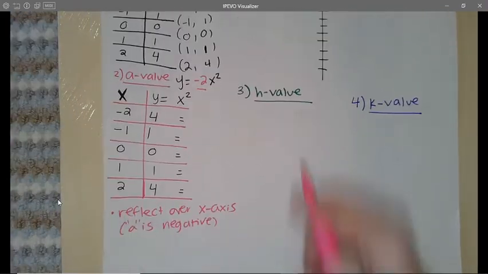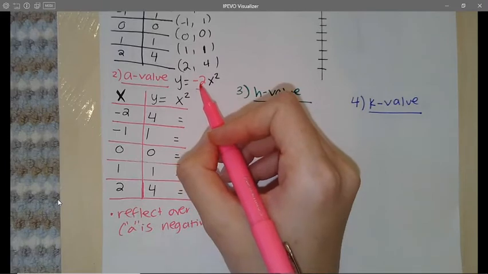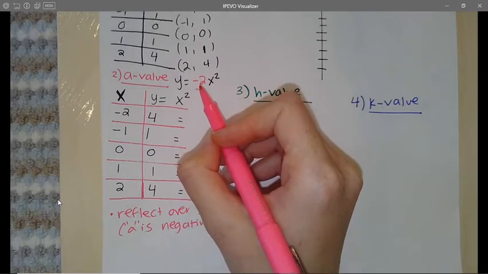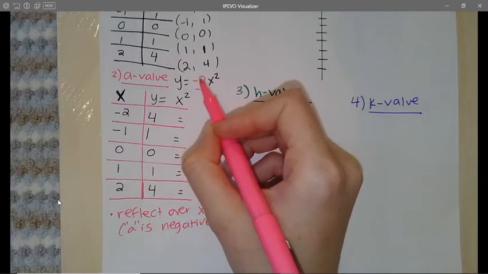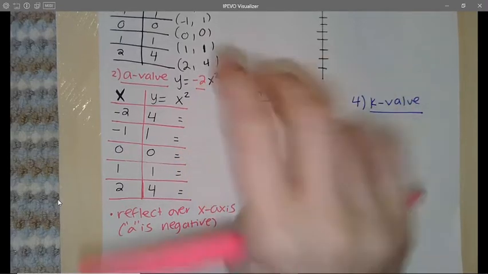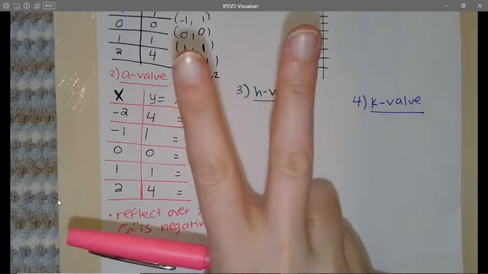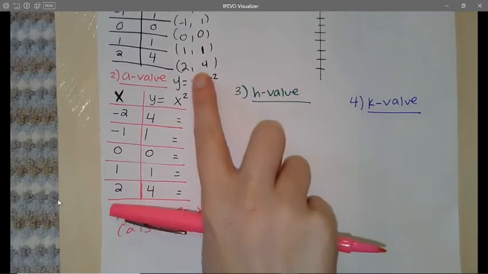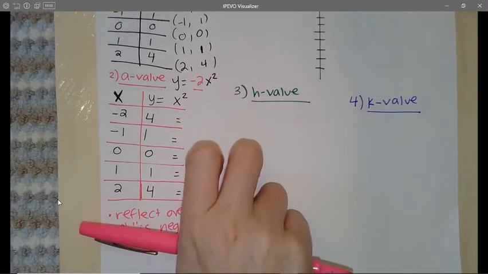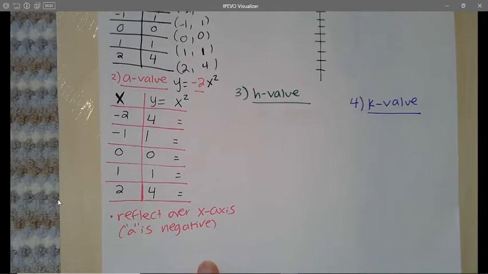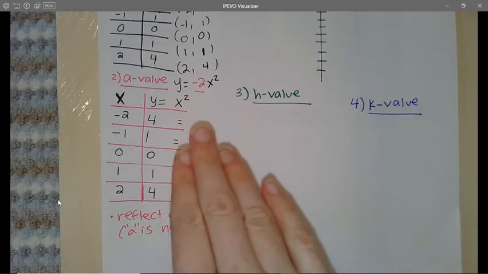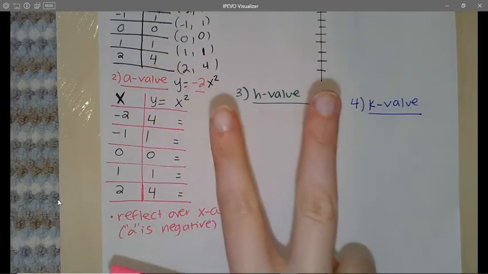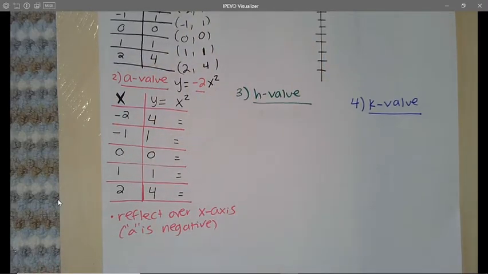Okay, now, if a is anything other than 1, it's also either going to vertically stretch or compress. So when you have a negative a value that is anything other than 1, it's going to be a combo. It's going to do two things. If this was just -1x squared, it would just reflect. But since it's a -2, if it's anything other than 1 and it's negative, it will do two things, which is really cool. The more transformations, the better, right?